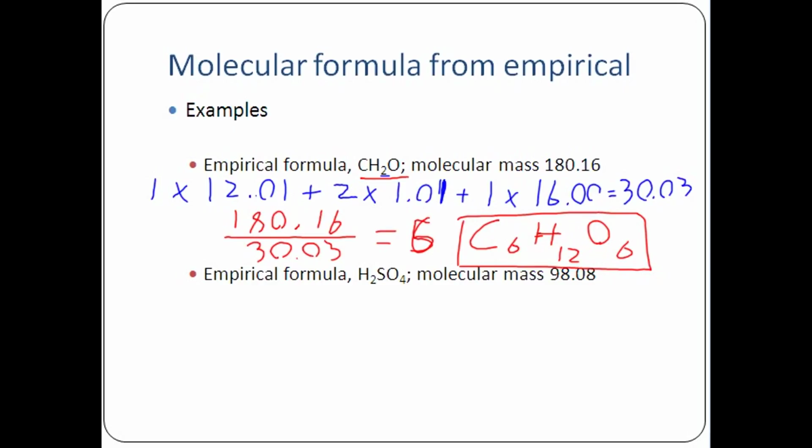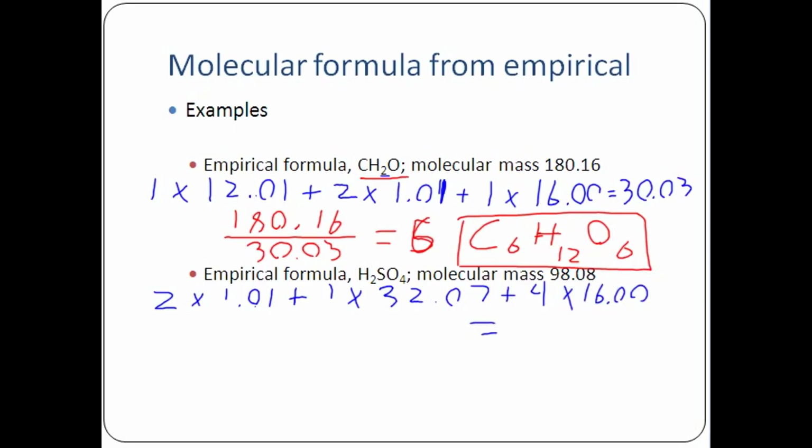Let's take a look at our next one here. Empirical formula is H2SO4. The molecular mass is 98.08. And so first step here is, once again, let's find the empirical mass. I have 2 hydrogens, so 2 times 1.01, plus I have 1 sulfur. So 1 times, looking at the periodic table, the mass of sulfur is 32.07, and then plus I have 4 oxygens, so 4 times 16.00.